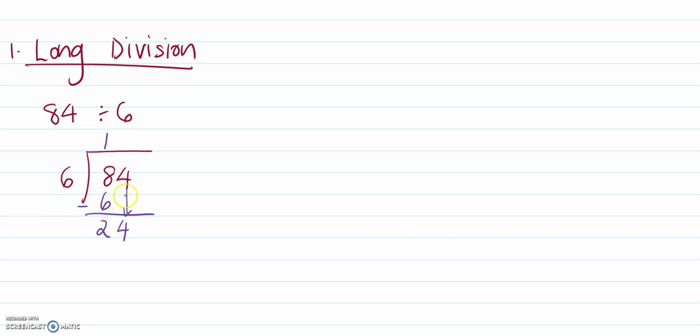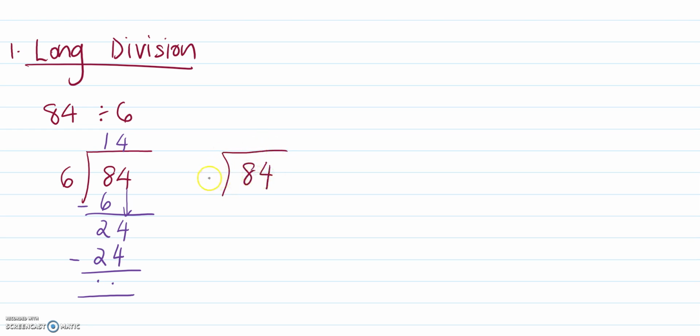Can 6 go into 24? Yes. How many times? 4 times. So 4, writing that right above the 4. See the position? 6 times 4 is 24. Take that away from that 24. Anything remaining? No. So 6 goes into 24 4 times. This is long division. The same thing can be done in a shorter way.